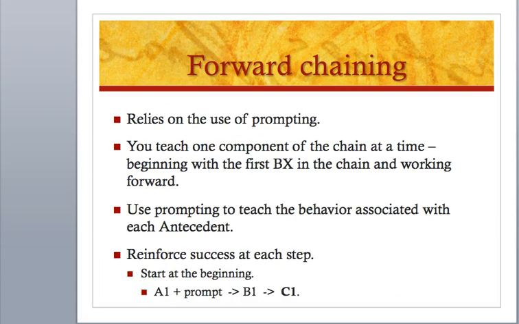But with forward chaining, we rely pretty heavily on prompting. So you teach one component in the chain at a time, beginning with the very first behavior in the chain and work forward. You're going to use prompting to teach the behavior associated with each antecedent, and then you would reinforce each step as you go. So you start at the beginning, you start with A1, you present the antecedent stimulus. If they don't respond to it, then you provide a prompt, and then you get behavior 1, and that leads to consequence 1, which sometimes has to be an artificial reinforcer, like a verbal reinforcer or a pat on the back saying, good job.